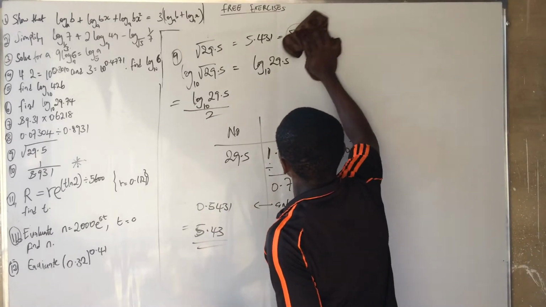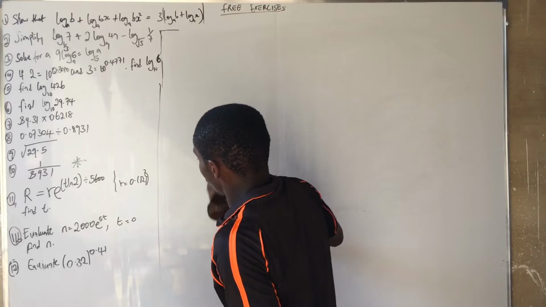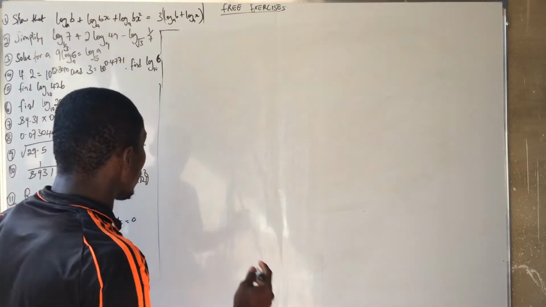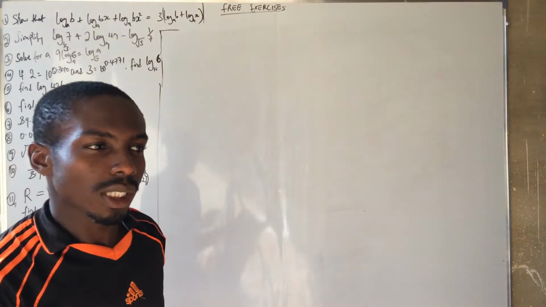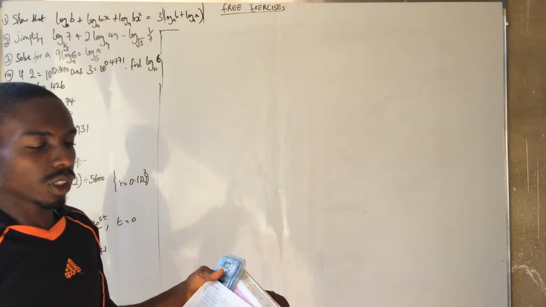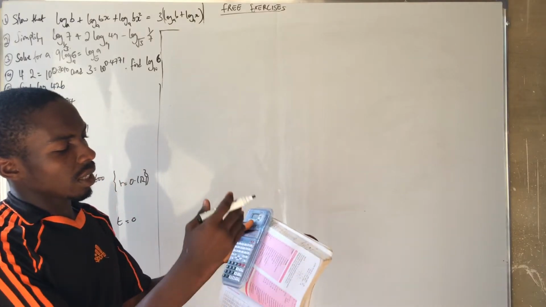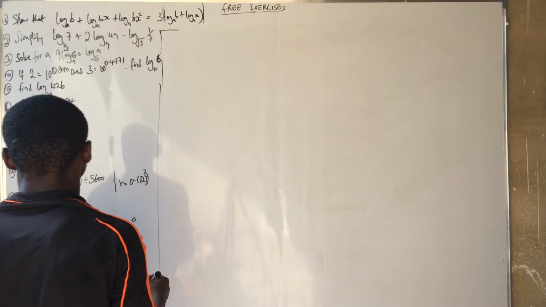Let's go over to number 10. Number 10 is somehow tricky, but if you pay close attention, you will understand what is being done there. And you also see the usefulness of this 4-figure table, because some of us might be asking, the calculator is here, why am I using the 4-figure table? You just see it now.